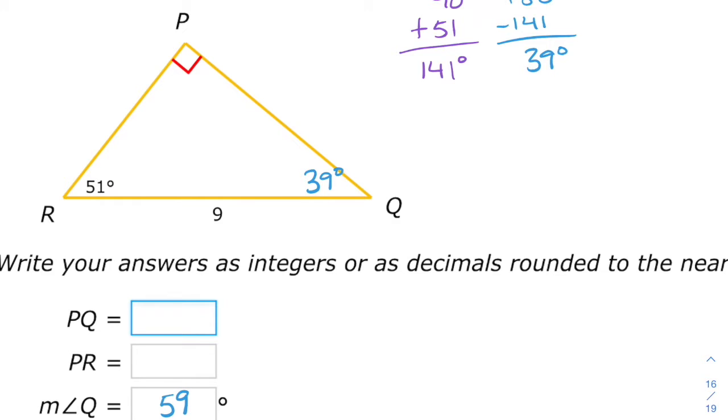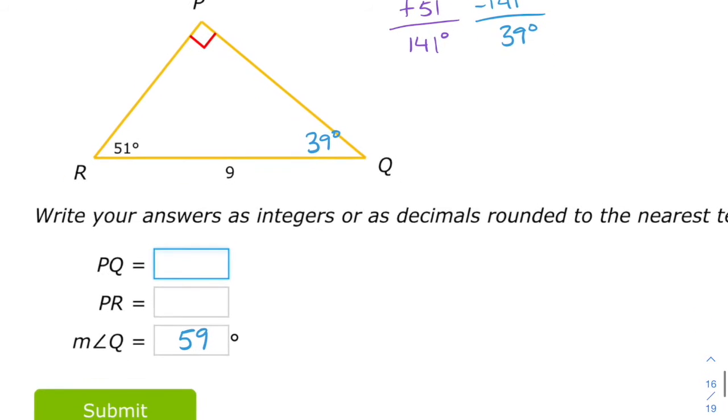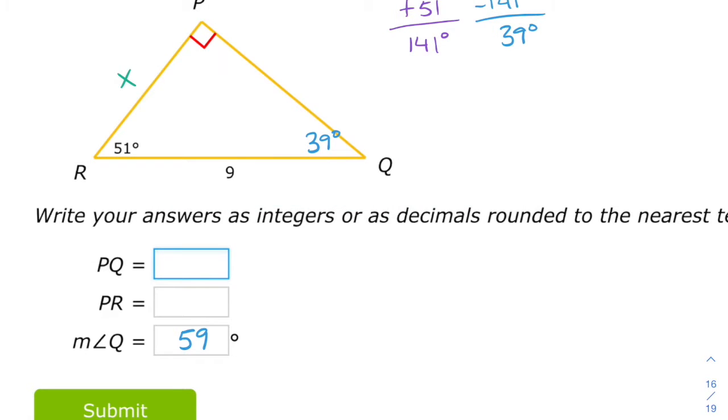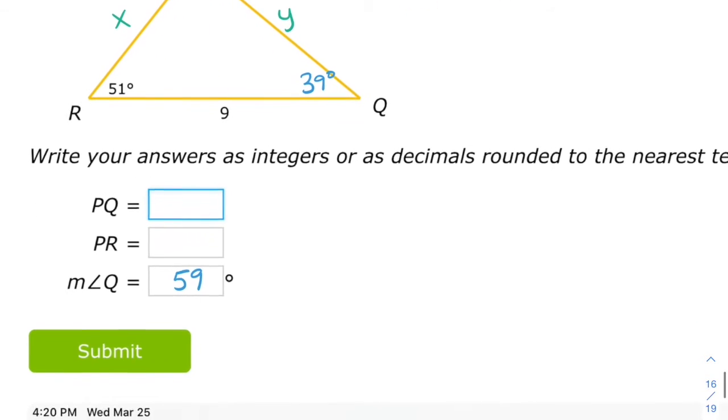Always try to do that if you can. If you are given two of the angles, just use the idea that a triangle's angles add up to 180 degrees and solve for the missing angle. And now I just need to find the side lengths. So I'm going to call the first side length X, and I'll call the other side length Y, just to keep it easier with the variables.